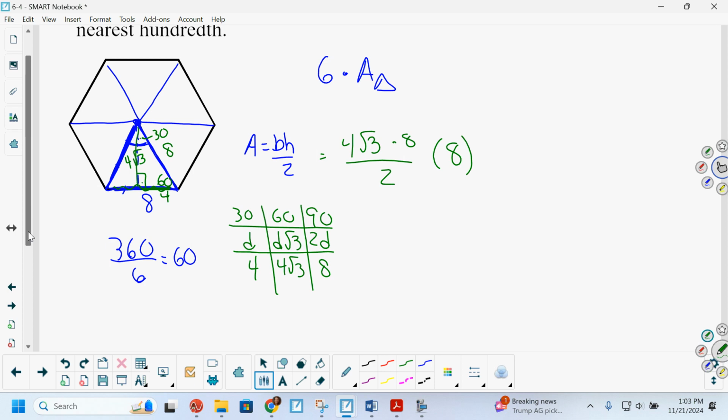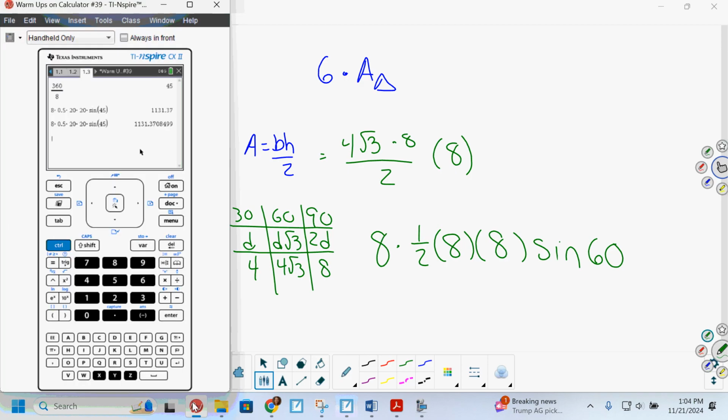Or I could use 1/2 AB sine of C. So if I want to use that one, I have this angle as 60, and I have the two sides, whoops, the two sides are both 8. And then I have to multiply by 6. Both of these will give me the exact same answer. So if I do 4 radical 3 times 8 divided by 2, I'm going to hit enter and then times 6.